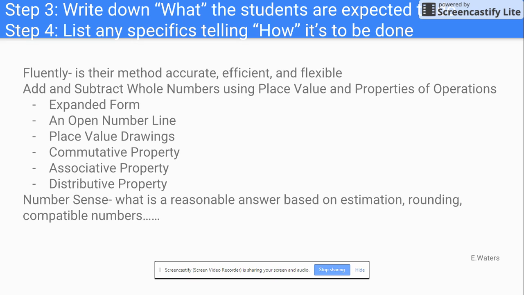And if I'm looking at adding and subtracting whole numbers using place value or properties of operations, I need to make sure that I'm using maybe the expanded form, the open number line, place value drawings, and then the properties: commutative property, associative property, distributive property. I need to be looking at all of these things when I'm unpacking my standard.